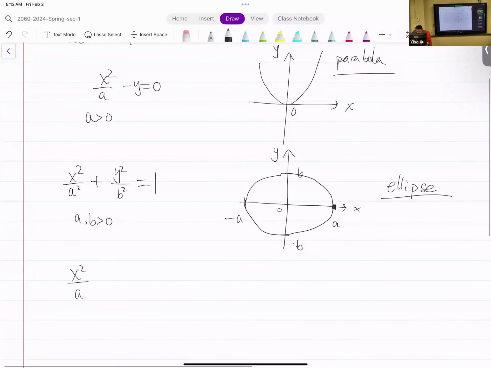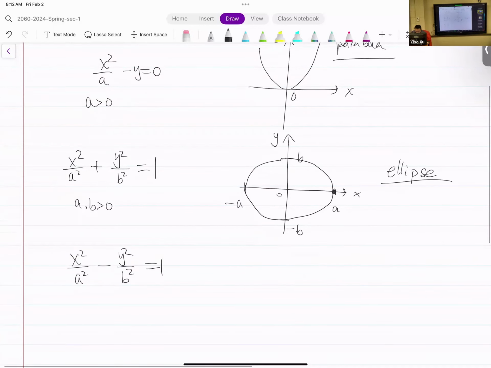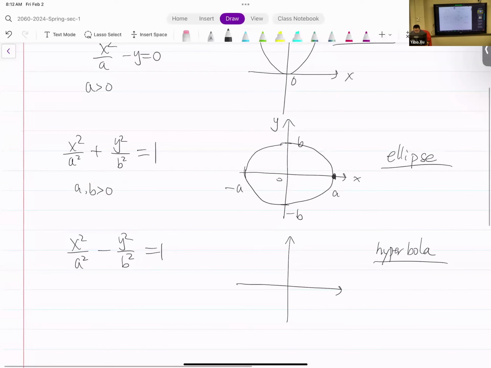Now, if you have a difference instead of a sum, then this is a very important curve, which is called a hyperbola. I'm just going to write it out. What's special here is that if you want to do the intercepts, this part you can make 0, right? If y equals 0, then x equals either a or negative a. But now you cannot make x be 0.